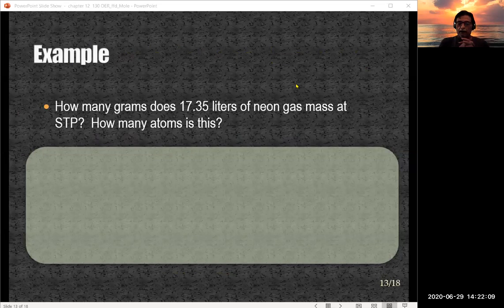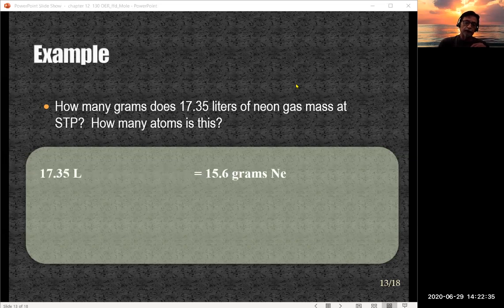An example. How many grams does 17.35 liters of neon gas mass at STP? So you have 17.35 liters of neon gas. They're asking you how much does it weigh? What is the mass if you're at STP? Then they're asking, well, how many atoms does this correspond to? And so I need to write down what I'm given, 17.35 liters. I went ahead and gave you the answer there, 15.6 grams, this should be your final answer.